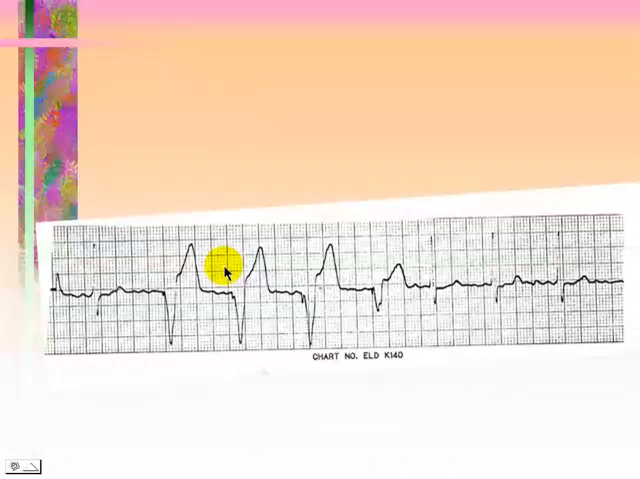Sorry. And here. And there. And this little tiny one there. So those show you your pacing spikes. And then he goes back to his atrial fib because his rate gets higher.